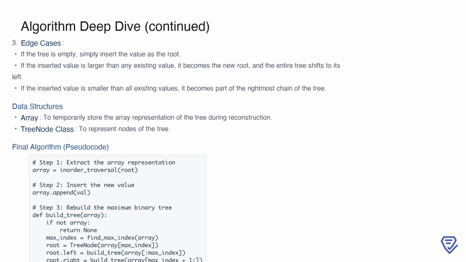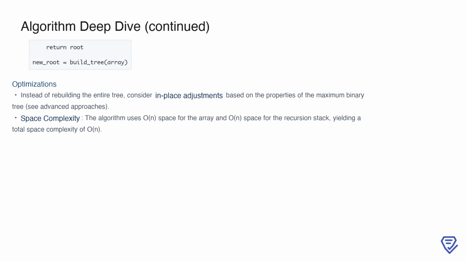In the pseudocode, we define a function that constructs the tree by finding the maximum value in the current subarray, setting it as the root, and recursively building the left and right subtrees using the partitions of the array. These steps ensure correctness while maintaining the properties of the maximum binary tree. To complete the reconstruction, the recursive function returns the newly built tree, which serves as the updated root of the maximum binary tree. While this brute force approach works, there are opportunities for optimization.